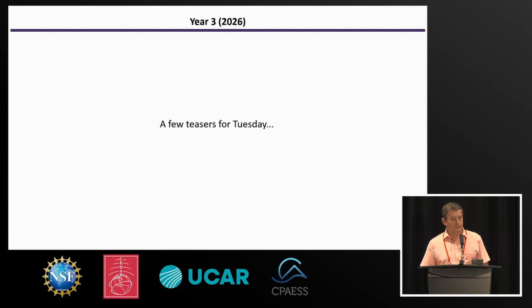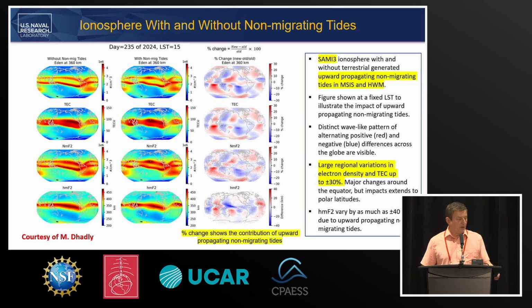So now I would like to spend a few minutes to give you a little bit of a teaser for tomorrow. These were all slides that some of the presenters for tomorrow's workshop provided. So this is work from Manbharat Dudley and his colleagues. You might be aware that NRL is currently working on an updated version of both MSIS and HWM, and one of the updates that's included is that the new versions of these models now also account for non-migrating tides. It was not the case in previous versions.